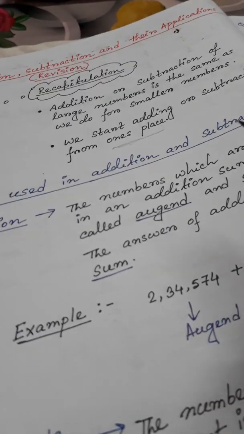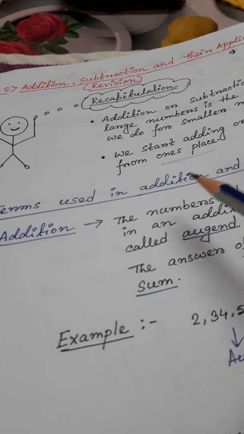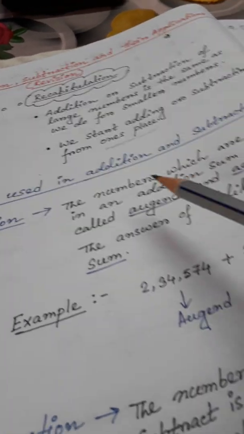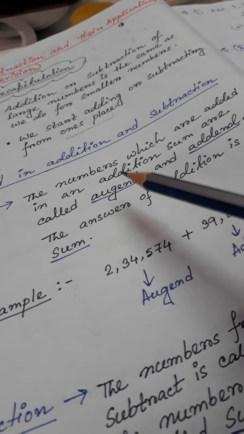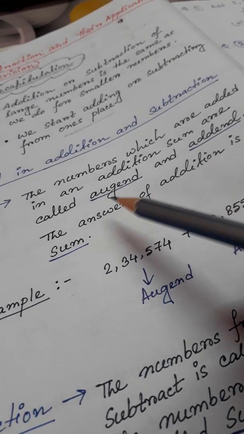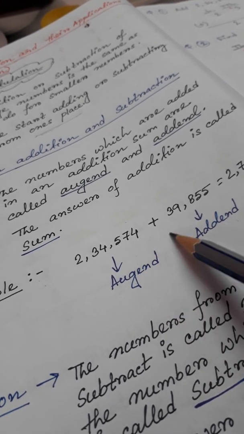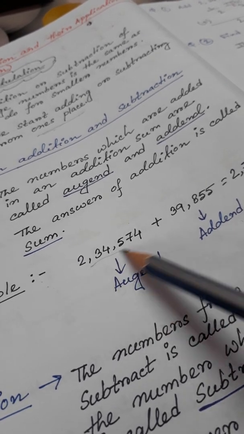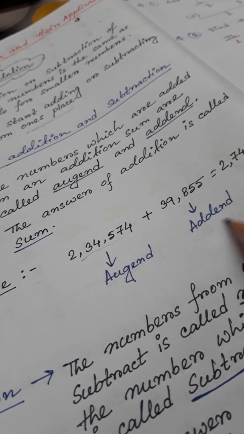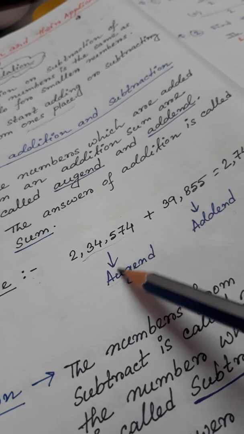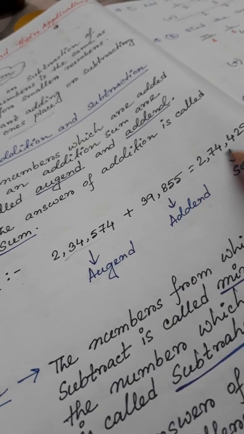So what are the terms we are using in addition and subtraction? The numbers which are added in an addition sum are called addends. See these two numbers, for example. The first number is called augend and the second number is called addend. And after addition, the result we get is called the sum.